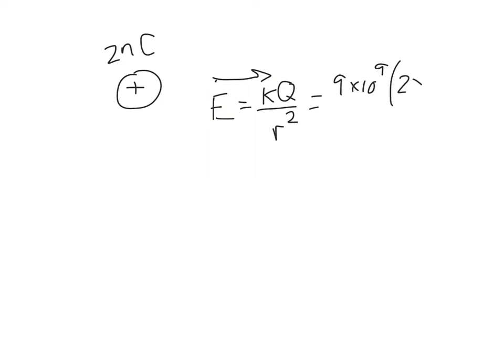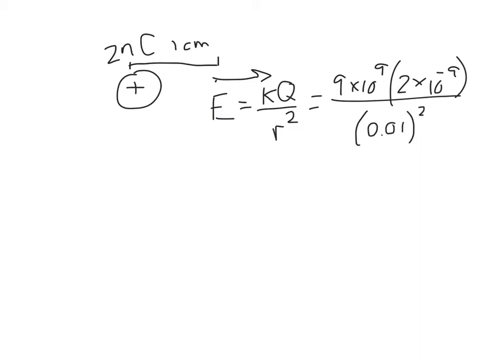Q, I said here, was 2 nanocoulombs, which you ought to know is 10 to the negative 9th. All right, and if that distance there was, let's say it's not 1 meter because that's too simple. Let's say it's 1 centimeter. Well, if it's 1 centimeter, put it in regular meters. And then, of course, we square it.